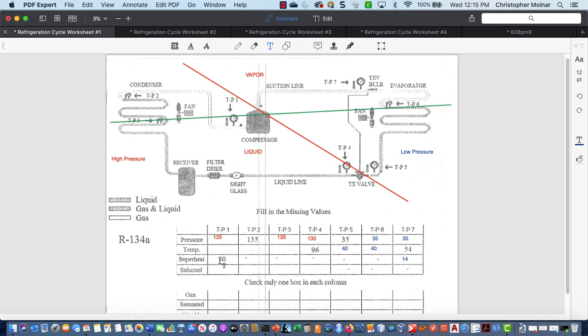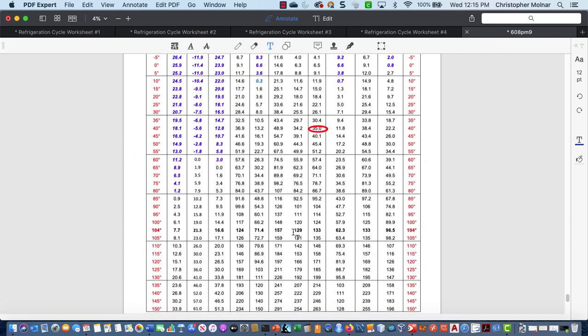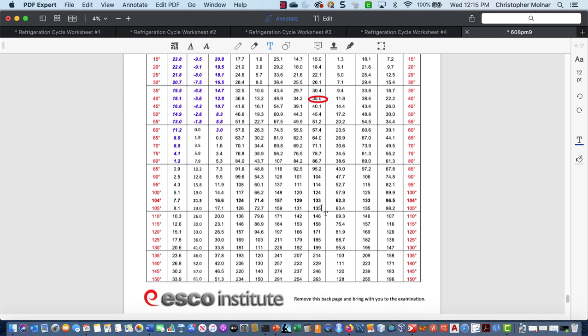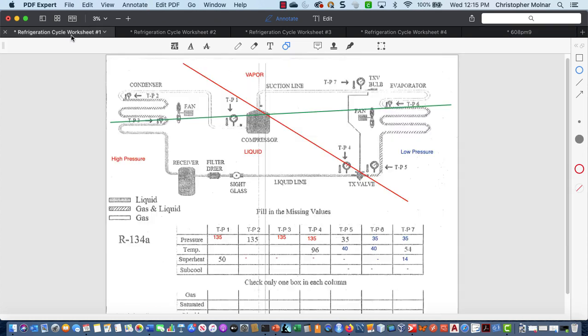Now, over here, we need to find my temperature. 135 is my PSI. So let's come over here to my sheet. I need to come down here and find 135 PSI, which equals, it's right there, 105 degrees. So remember, that is the temperature of my condenser, 105. So let me go ahead and put the numbers in.